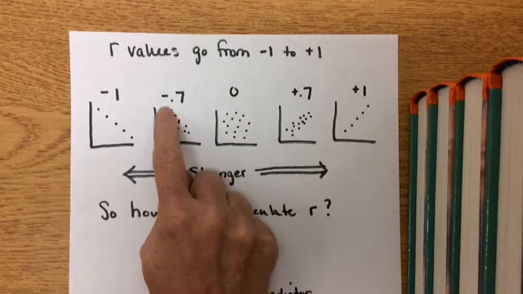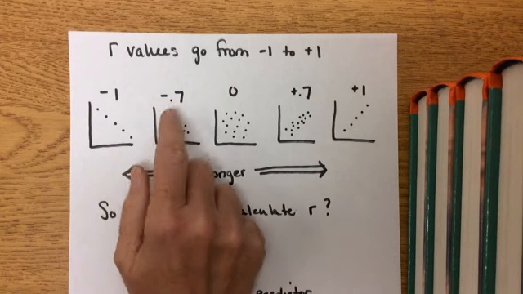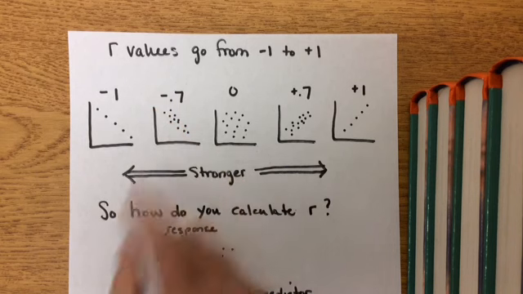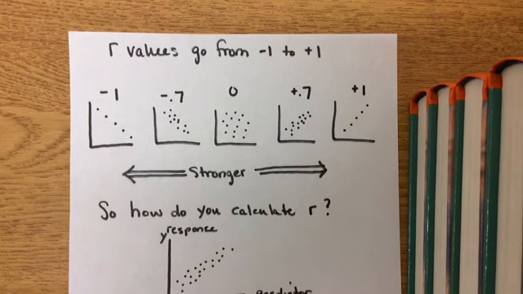Then here's another one, negative 0.7. Negative 0.7 is not as strong as negative 1, but it's still pretty strong. It means these points are all pretty close together and they're slanting down in a negative direction, but not all perfectly lined up like that one was.